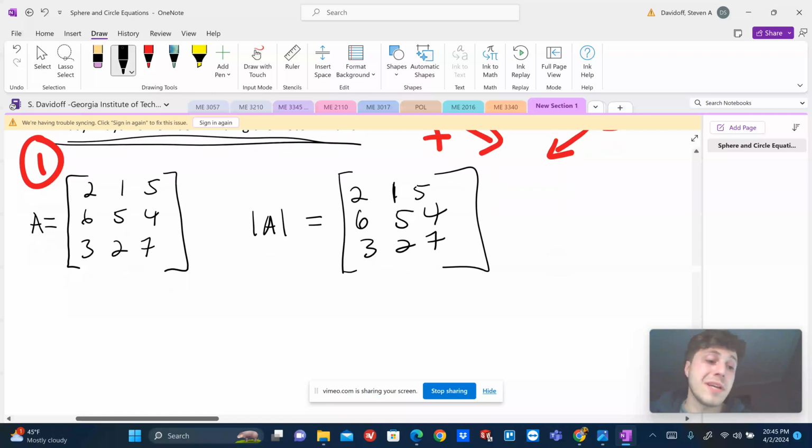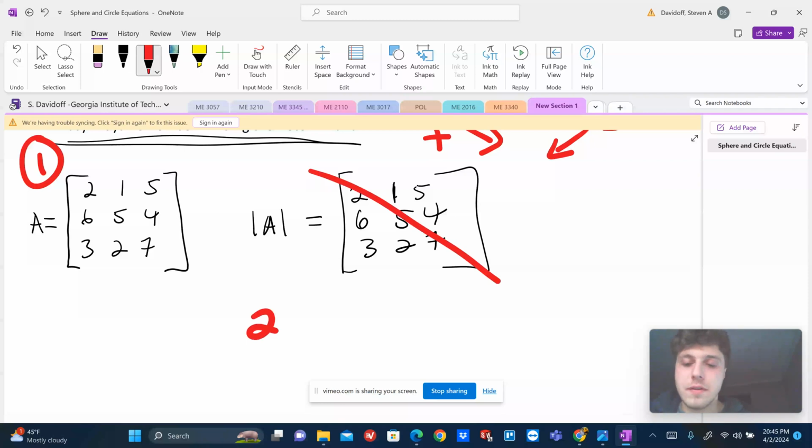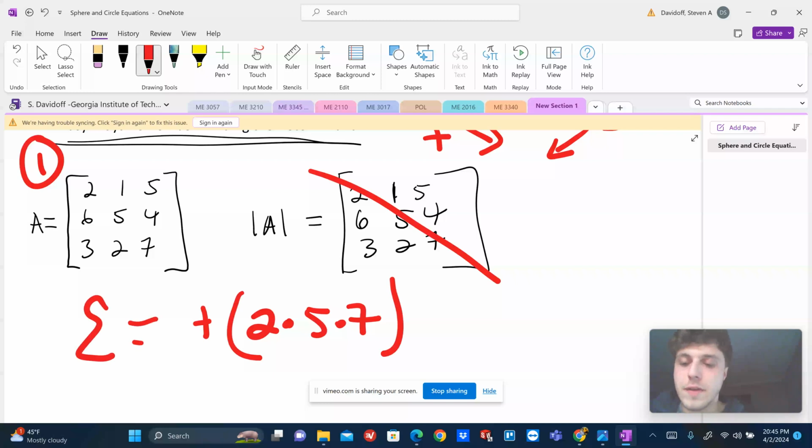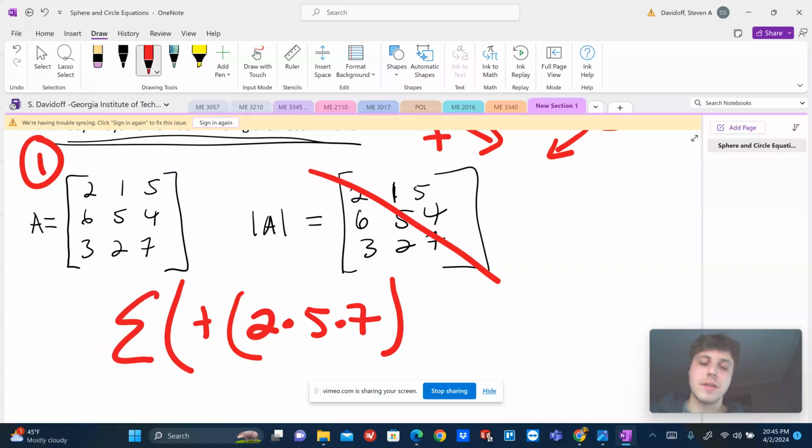we're simply going to start at 2, 5, and 7. So I'm going to strike through 2, 5, and 7. 2 times 5 times 7. And I'm taking the sum of all these values. Sorry, that is not proper mathematics. I'm taking the sum of everything. Plus. Now I did 2, 5, and 7. My next one's going to be 1, 4.